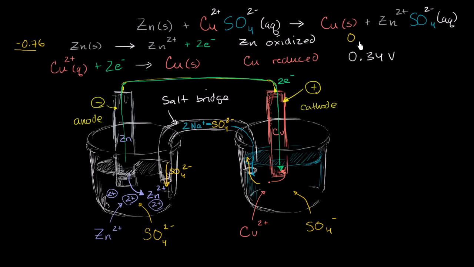So it's going to be positive 0.76 volts. One way to think about it is this wants to happen with an electromotive force, or kind of the energy per coulomb, of 0.76 volts. This wants to happen with an electromotive force of 0.34 volts. So combined, this entire reaction is going to happen with an electromotive force, or the potential per coulomb difference between this side and that side, that is going to be the sum of these two things.